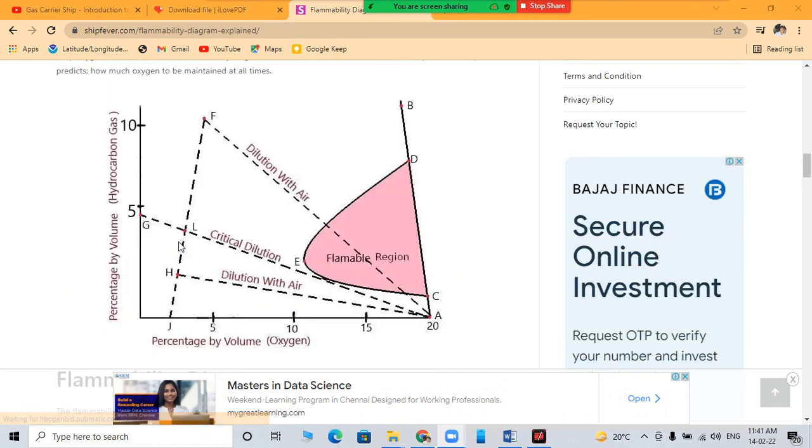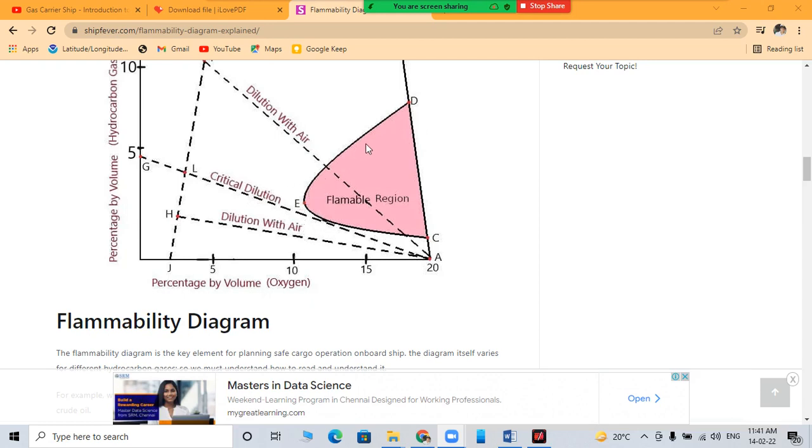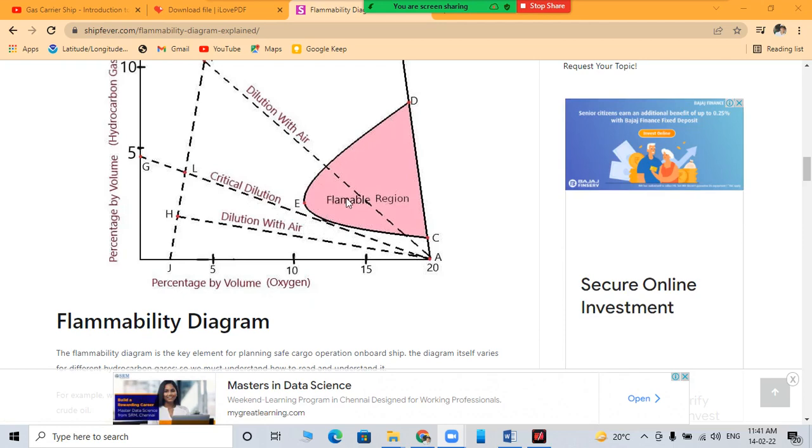So this is point E. I have already shown this is the extreme point. Below that there is no flammable range, and no fire or explosion will take place. So this is the extreme point of the flammable range.